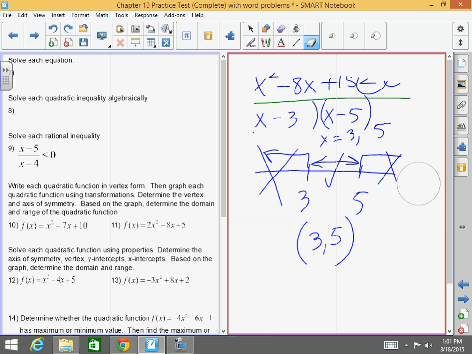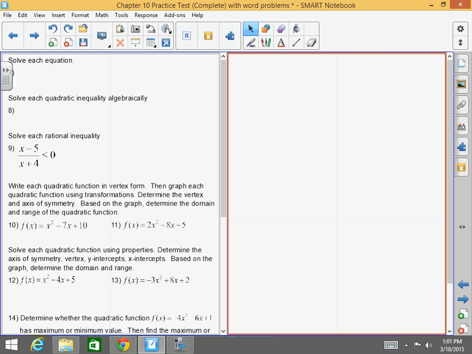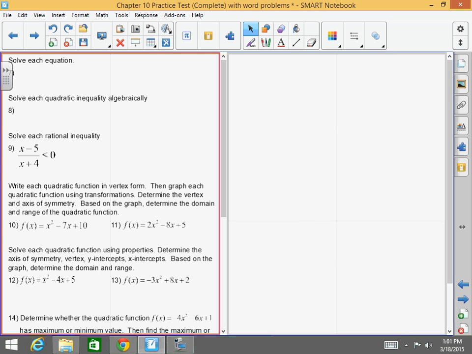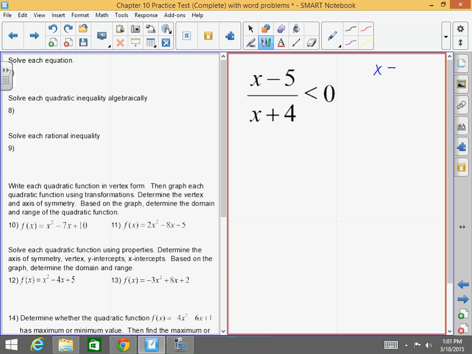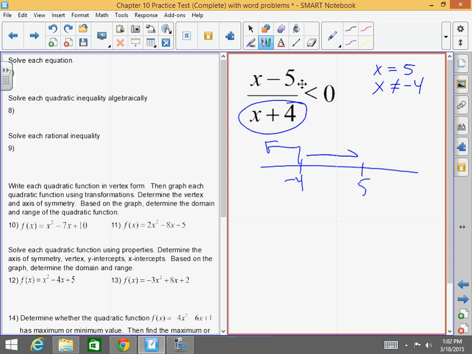Let's do number 9 now. Rational inequalities. Okay, for rational inequalities, we're going to set the top equal to 0. So x can equal 5. And we're going to set the denominator not equal to 0 because I cannot have a 0 in the denominator. So x cannot equal negative 4. Okay, so here's my negative 4. Here's my 5. I got to test to the left. Got to test in between. Got to test to the right.